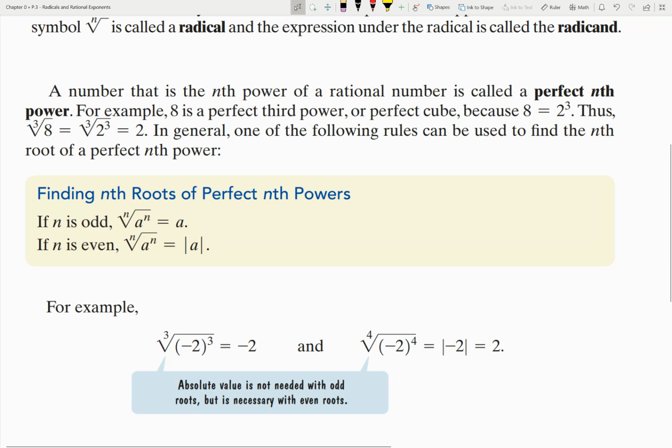So in general, one of the following rules can be used to find the nth root of a perfect nth power. If n is odd, the nth root of a to the n is just whatever's underneath. And if it's even, right, negatives cannot come out of even roots, so it is always going to be positive, just like square roots. So that's like fourth roots in this example right here, right? The fourth root of negative 2 to the fourth power. We would do the fourth power first, and it would become positive, so it would become the absolute value of negative 2 as my answer.